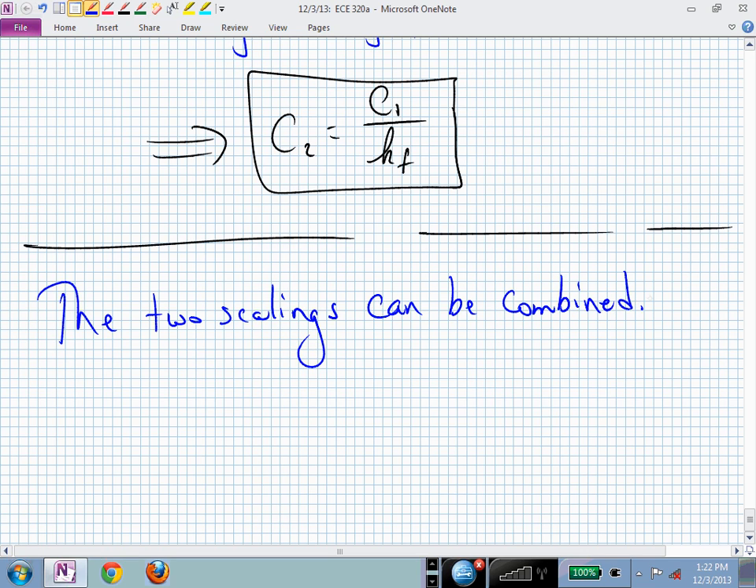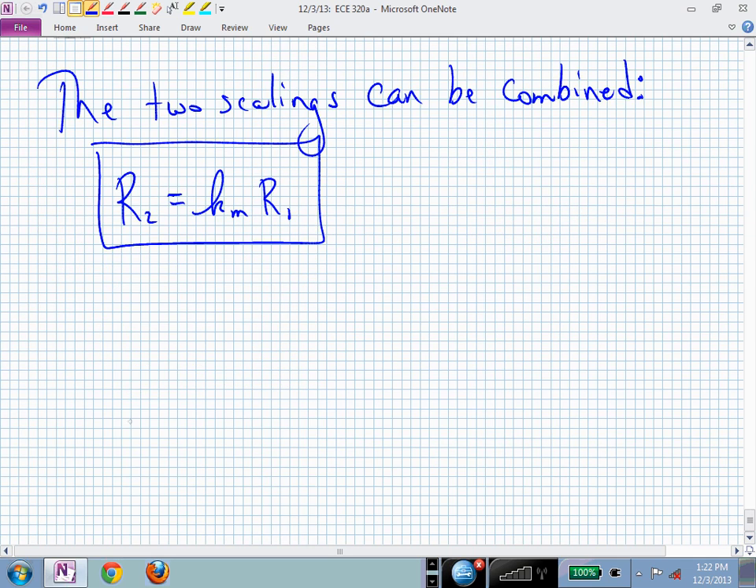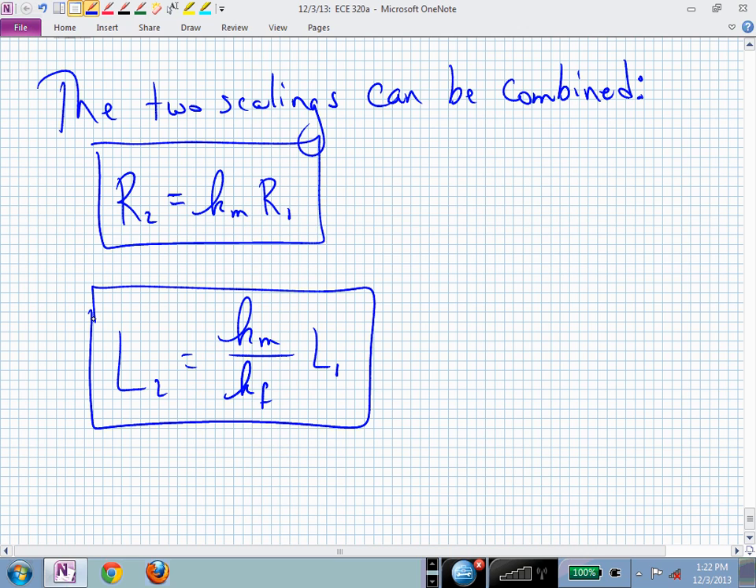The two scalings can be combined. For my resistors, the frequency didn't have any influence, but the magnitude was K sub M times R sub 1. My inductor, the magnitude scaling was upstairs, the frequency scaling was downstairs, and now if I need to do both, that's the combination that I use to scale my inductors.